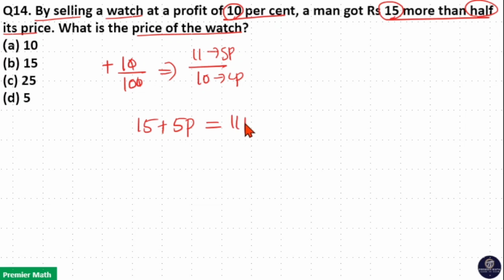That is 11 part, because what he got is 15 more than half its price. So here total selling price is 11 part. Then he got 15 plus half of its cost price, which is equal to the selling price. That means here 6 part is equal to 15. Then we need to find cost price, that is 10 part. Then 10 part is equal to 15 by 6 into 10, that is 150 by 6, which is equal to 25 rupees. So option C is your answer.